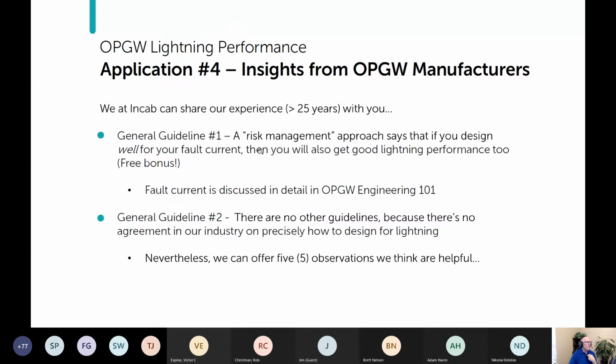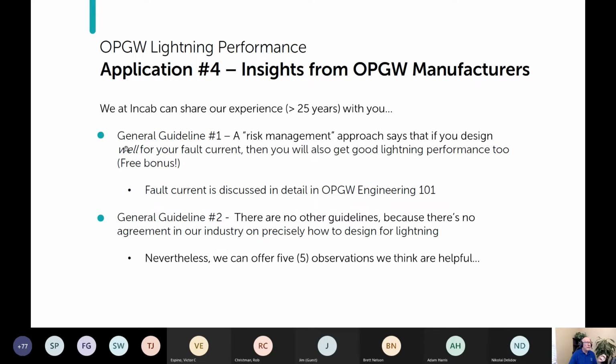In my view, risk management says that if you design well, and that's an important qualifier, well for your fault current, then you're also going to get good lightning performance out of the cable as a free bonus. A lot of utilities, though, don't design well for their fault current.